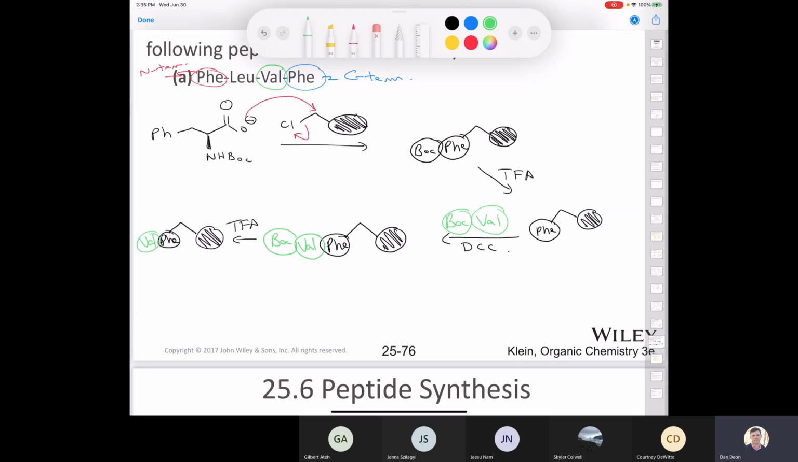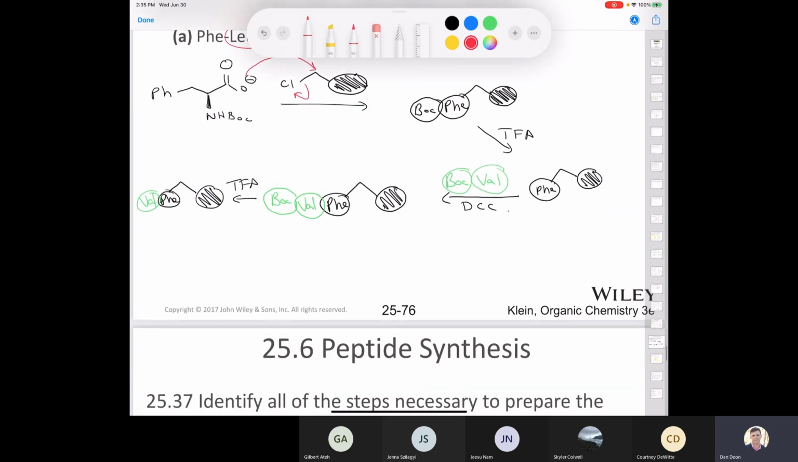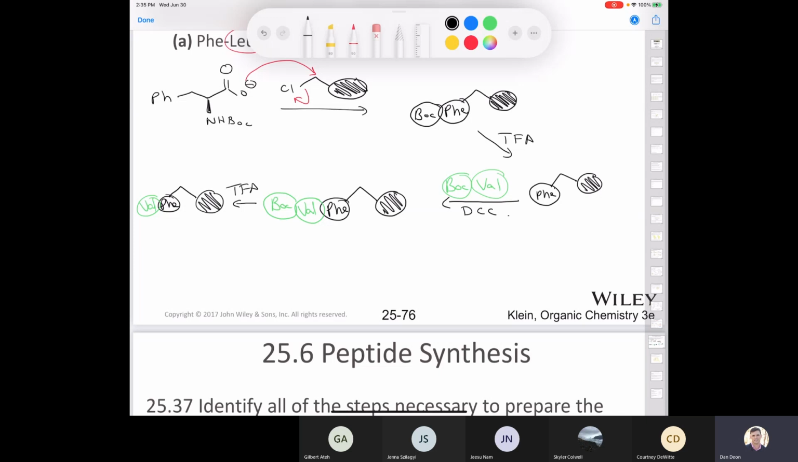So then what are we going to do? We're going to attach the leucine to it. So let me just, we'll do the leucine in red. Okay, so next we're going to attach the leucine. So we're going to take this, and there we go. So we're going to treat it with leucine with a Boc group on it, like that, with DCC. And that's going to make this, where we have the polymer, our phenylalanine, we have our valine, then we have our leucine, which has its Boc group on it.